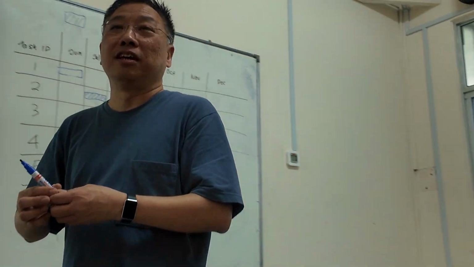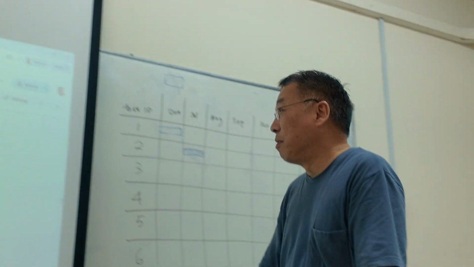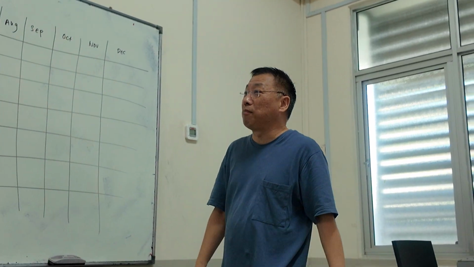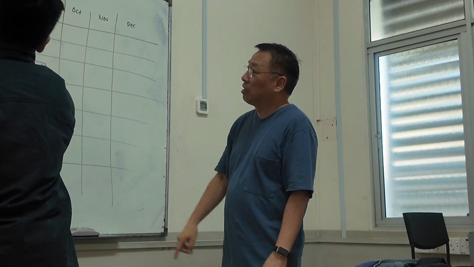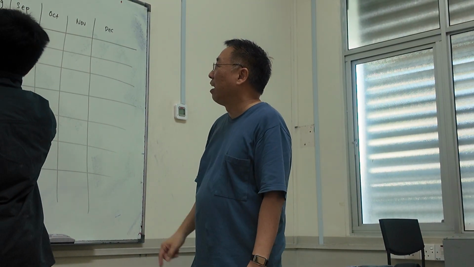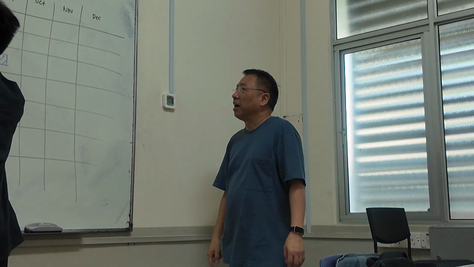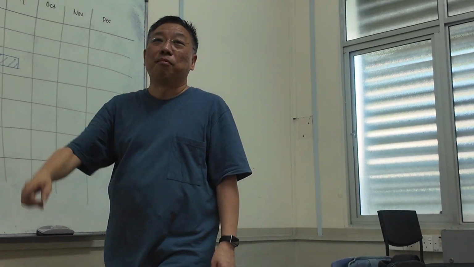Table number 3. Task number 3, 1.5 months and predecessor is 2. Very good. Oh, by the way, you have to draw the line. Predecessor is number 2, right? So draw the arrow. Yeah. So number 1 is connected. Yeah, that's right. Okay. Number 4.